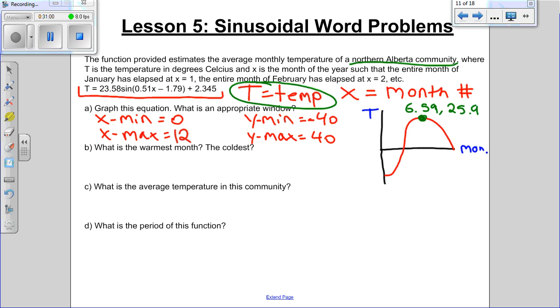Just for fun, what does the 25.9 represent? That would be the temperature at 6.59 months. So the warmest that it gets on average would be 25.9 degrees, and that would be over halfway through June. We rounded it to July. Right? June was month 6, July is month 7. We're 0.59 of the way through the month of June when we get that temperature.